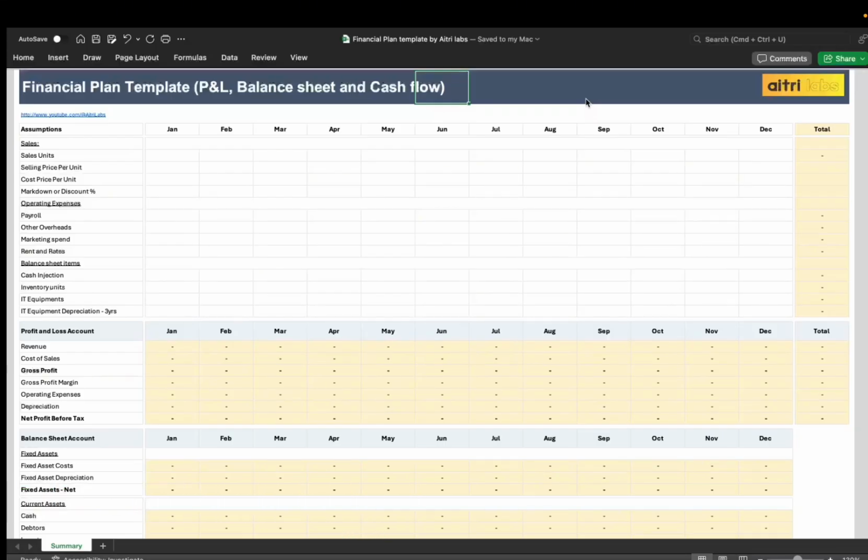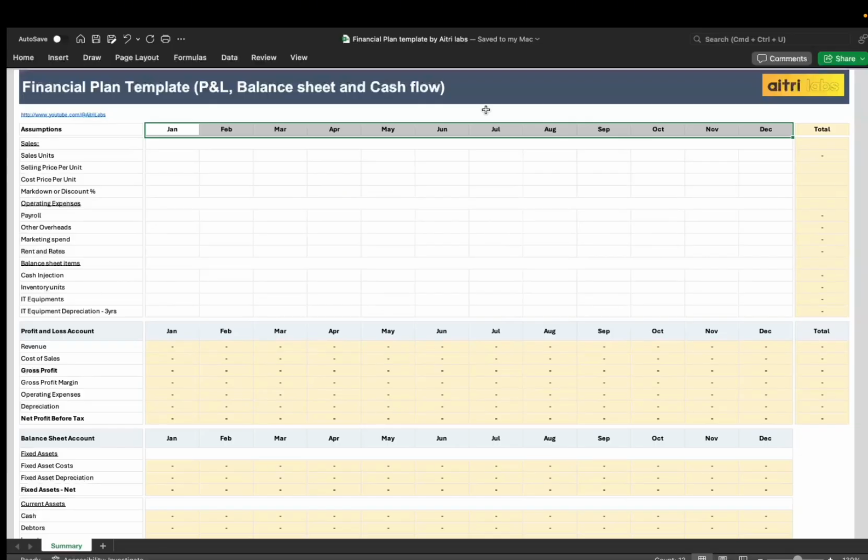Let's jump straight into the template. In this scenario, we'll be using a fictional company called aitrilabs Stationery. Yep, we sell stationery. We'll use a 12-month period, as you can see, from January to December, and we'll be entering three main types of data.